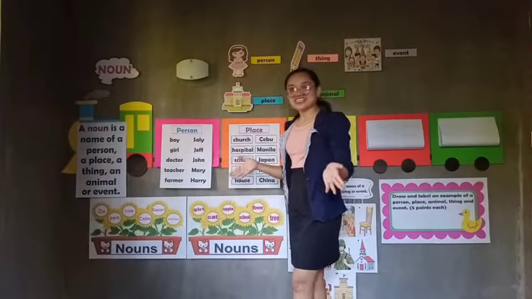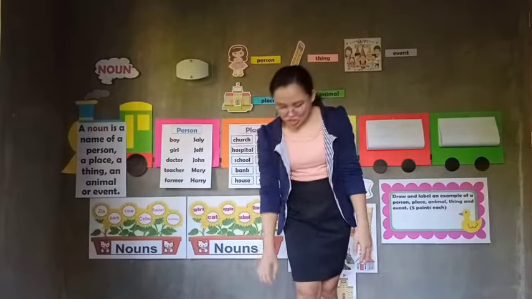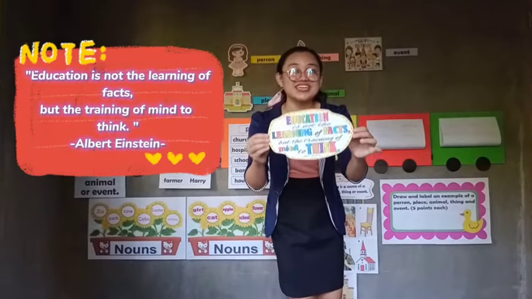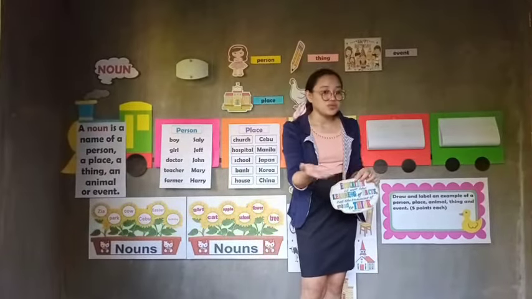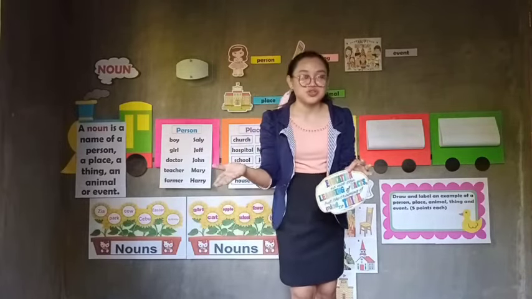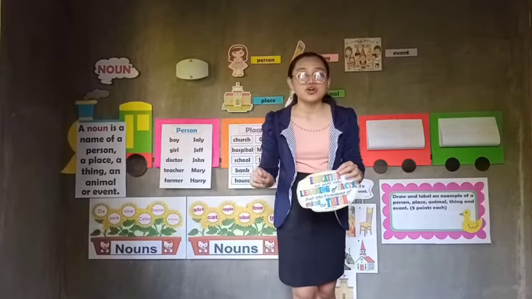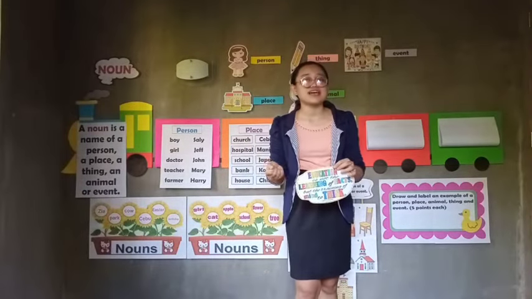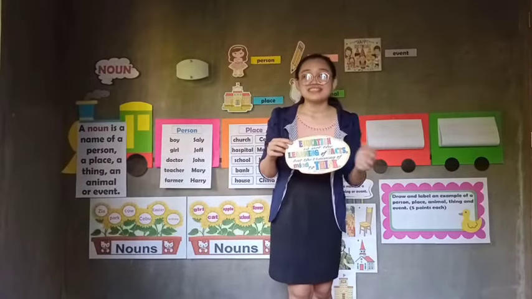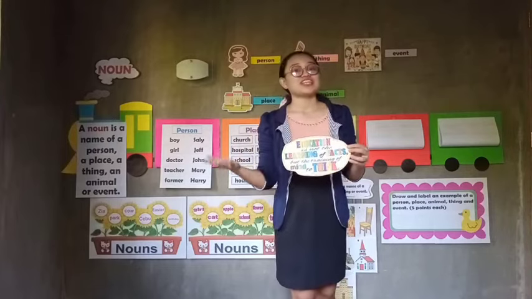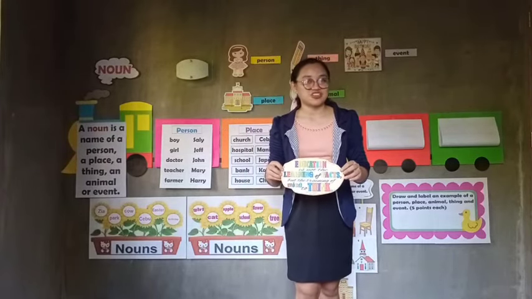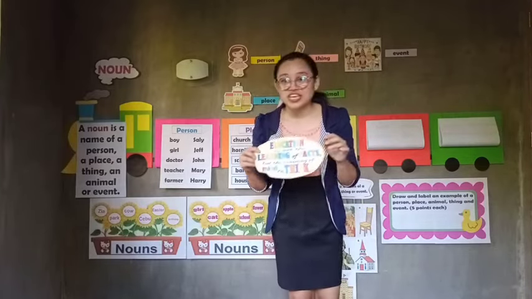Very good. Now, class, before we end our lesson, let me read to you this quote from Albert Einstein. Education is not the learning of facts, but the training of the mind to think. Teaching learners like you, class, is not just about what you need to learn in terms of academics, but it is a matter of how you learn from your own experiences, how you use your critical thinking skills to observe things, analyze ideas, and have reflections or realizations, so that you can apply that in real life situations or in your daily living. Always remember, that is the essence of education, and of being a good and educated person.